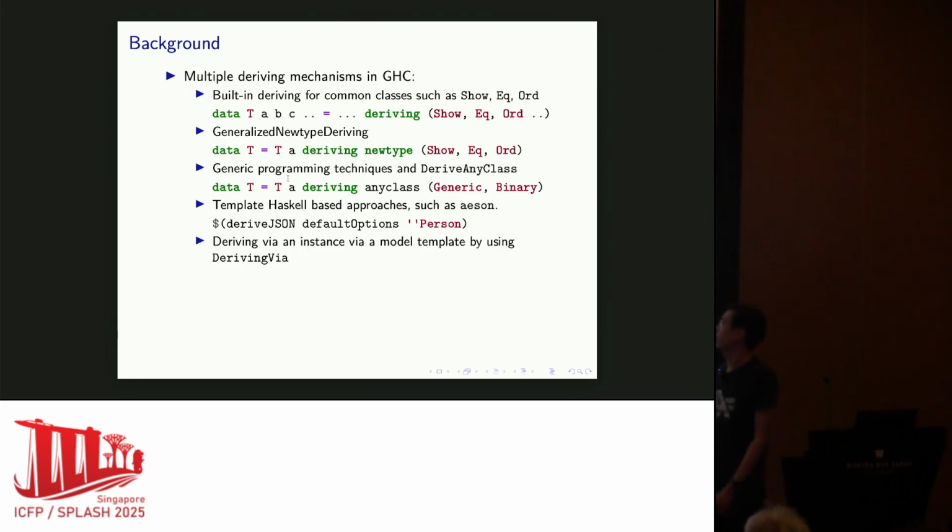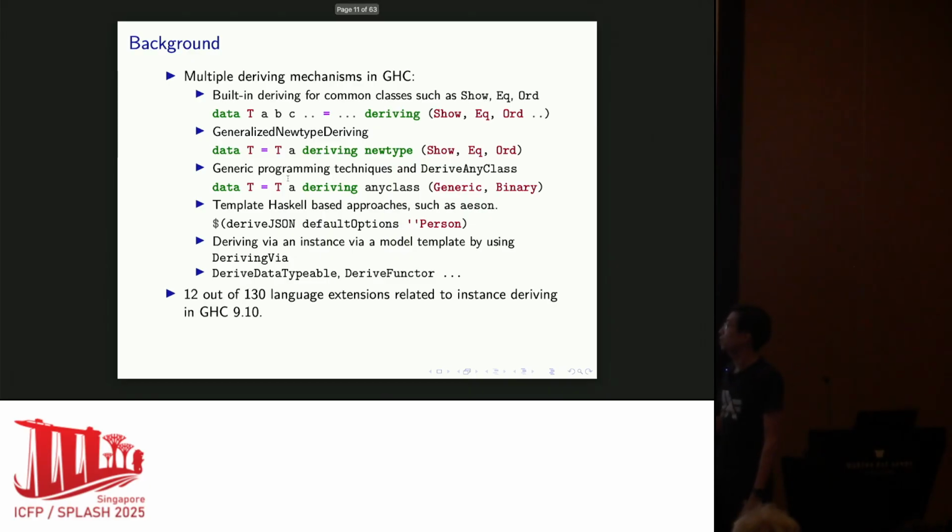Also, we have DerivingVia, to derive an instance via a model template by using this language extension. Also, we have many more language extensions in order to derive class instances automatically. So there are basically about 12 out of 130 language extensions related to instance deriving in GHC 9.10. So it's about 10%.